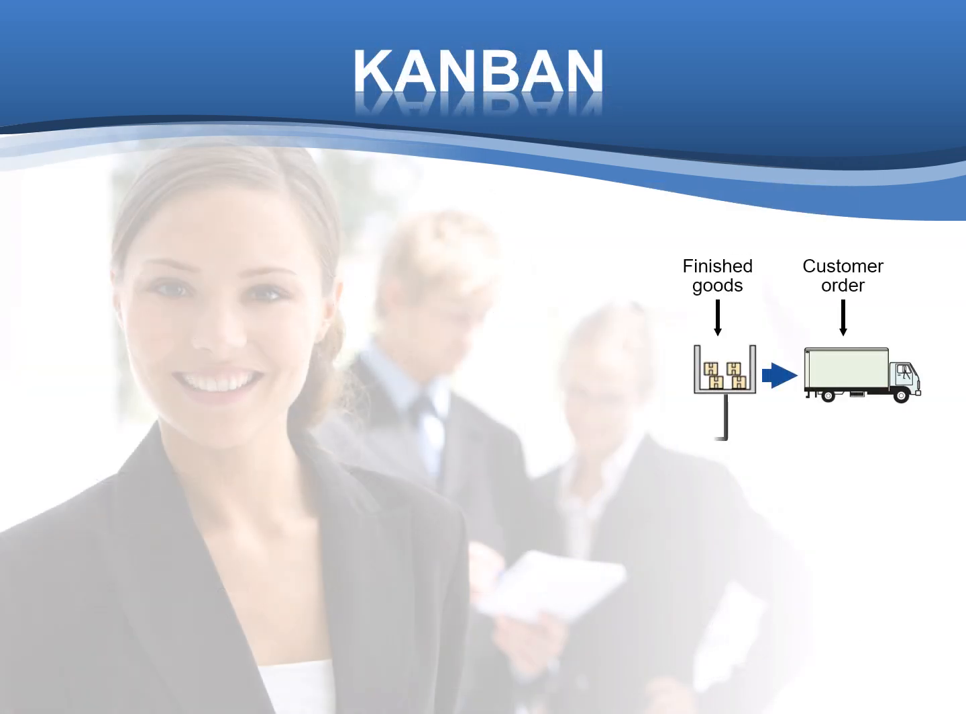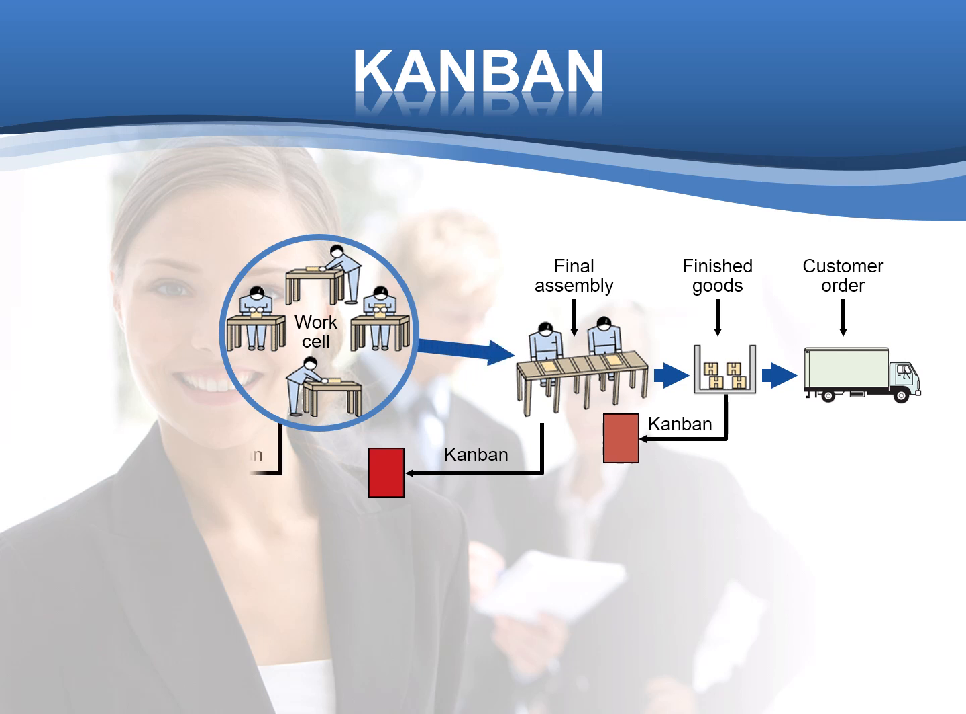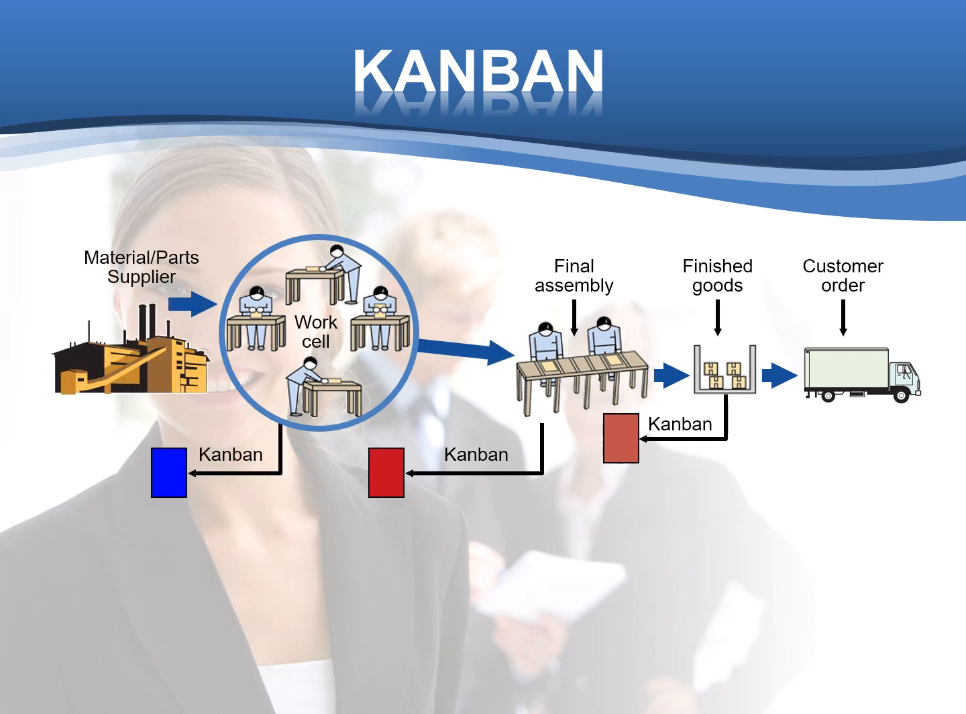So basically, it starts at the materials parts supplier, who sends parts to your facility, which gets pulled over to the work cells, gets pulled over to final assembly, gets pulled over to finished goods and quality for inspection, and then out the door to your customer, not producing more than what your customer needs on a weekly basis.